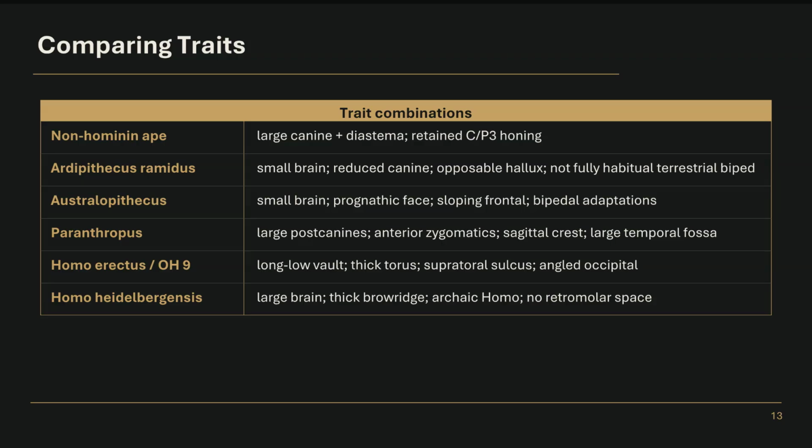Homo erectus, including OH9, is associated with a long, low cranial vault, thick supraorbital torus, supratoral sulcus, robust vault bones, and angled occipital morphology. Its variation across regions should be interpreted cautiously. Homo heidelbergensis is identified by large brain size, thick cranial bones, a strong continuous brow ridge, archaic cranial form, and absence of a retromolar space. This profile supports a Middle Pleistocene Homo identification.